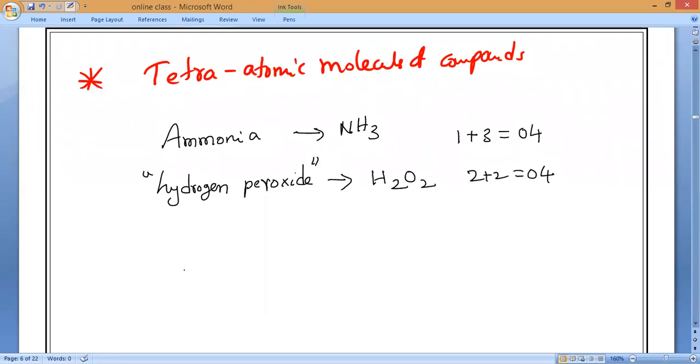Aluminium chloride, AlCl3. Here also the same thing: 1 plus 3 equals 4. Is it correct, Abhirami? Yes, sir. Aluminium chloride.